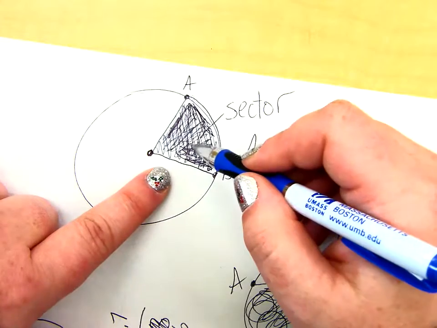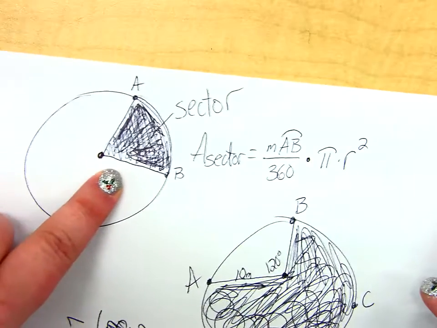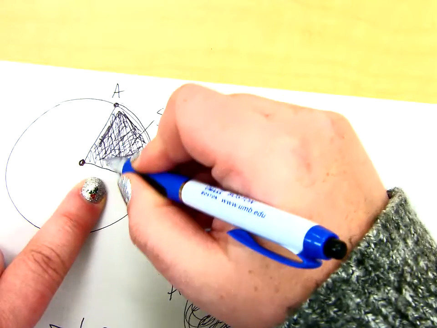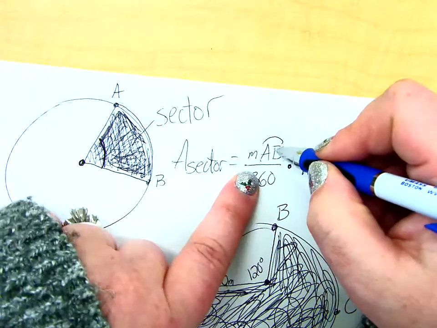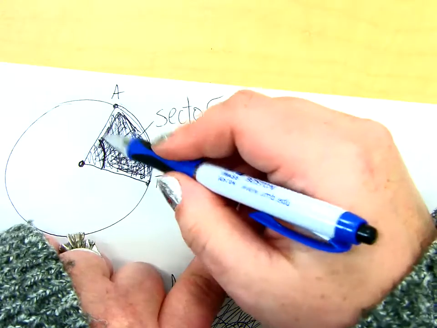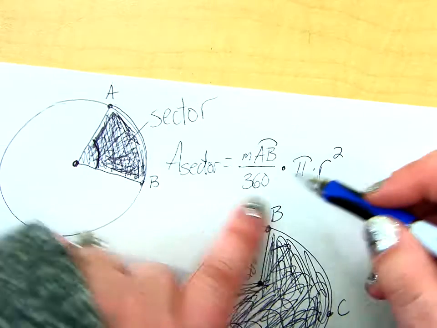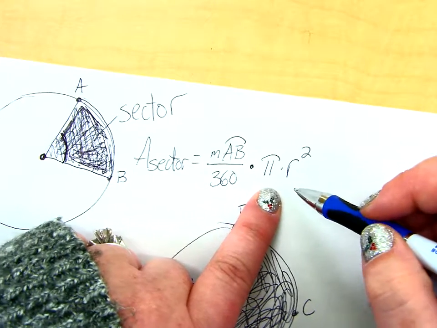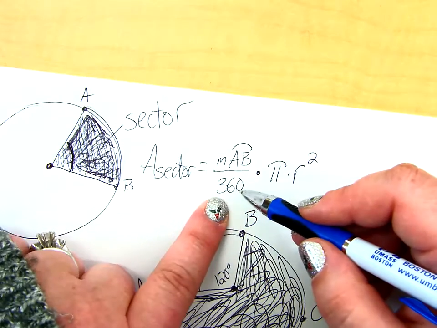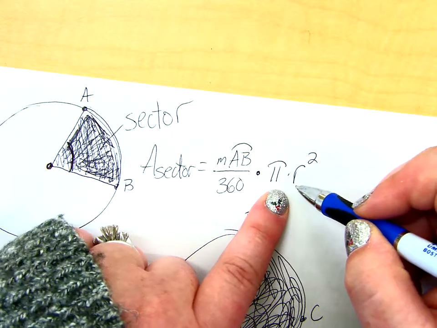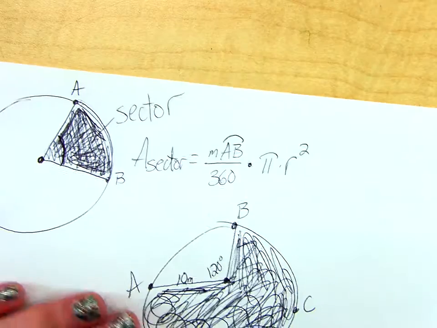To find the area of that sector, it's very similar to arc length in that you want the measure of this arc divided by 360, which gets you the fraction of the whole circle you're talking about. But now instead of multiplying it by the circumference, you would multiply by the area of the whole circle. So fraction of the circle you're talking about times the area of the whole thing. So then we did a practice problem.